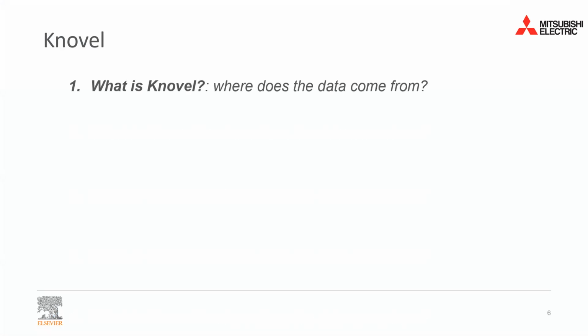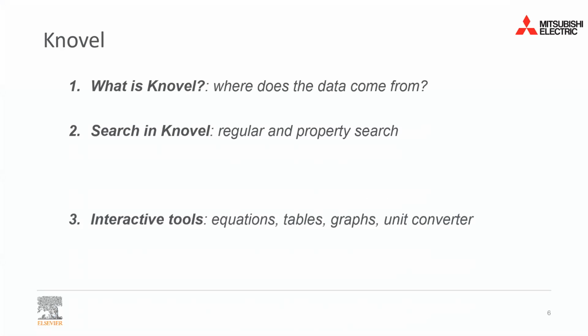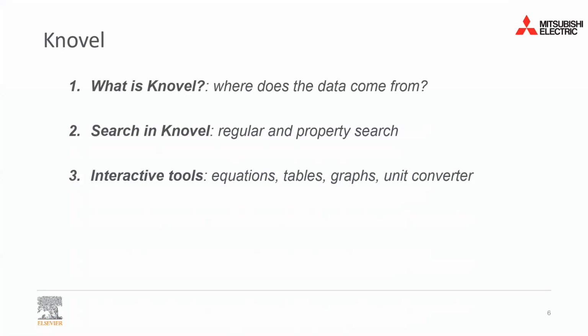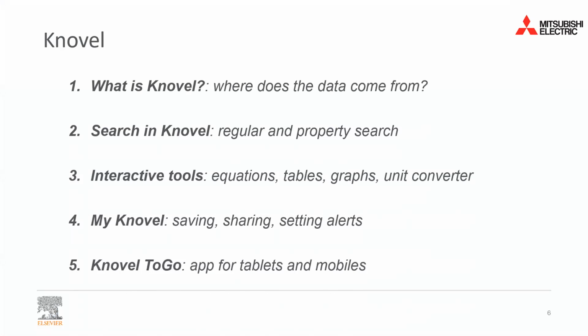Let's start with Knovel. We're going to talk about what is Knovel and where the information or the data come from. We're going to see how to search in Knovel. We have two main kinds of searches, and we're going to go over both of them. We're going to see the interactive tools: the equations, tables, and graphs. We also have a unit converter. We're going to go over My Knovel, which is your personal space where you can save and share. And we're going to see Knovel to Go. This is the app that we have for tablets and mobiles.